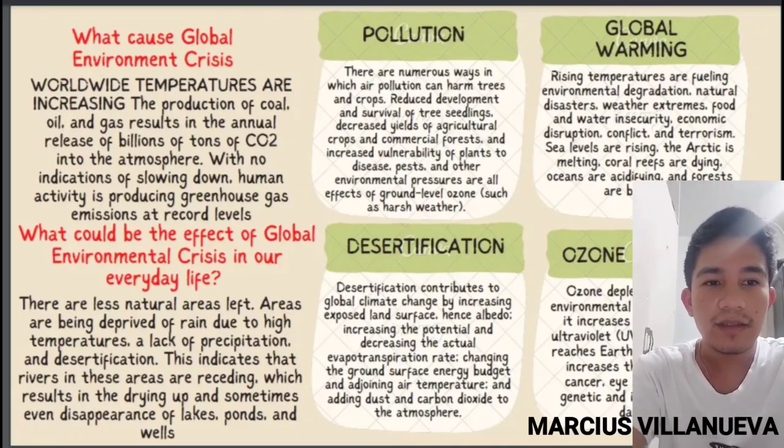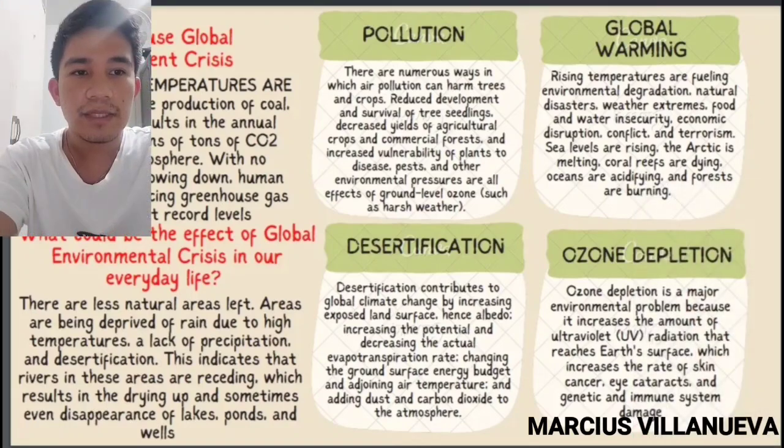What could be the effect of global environmental crisis in our everyday life? So, there are less natural areas left. Areas are being deprived of rain due to high temperatures, a lack of precipitation, and desertification. This indicates that rivers in these areas are receding, which results in the drying up and sometimes even disappearance of lakes, ponds, and wells. Pollution.